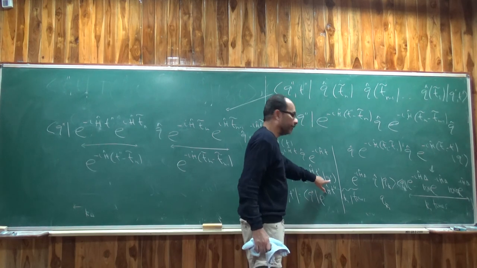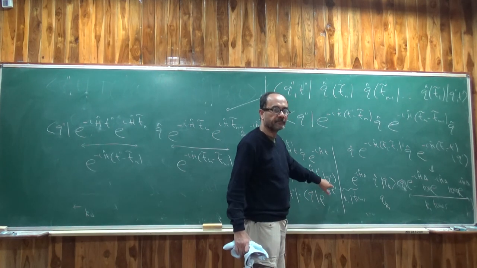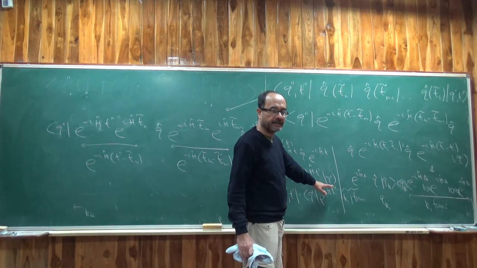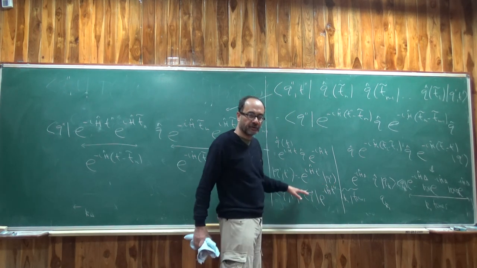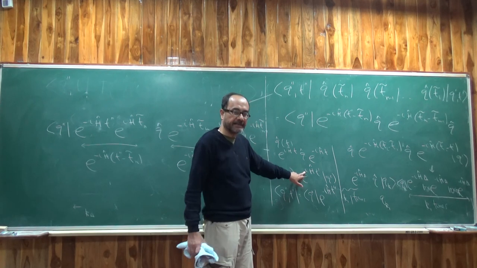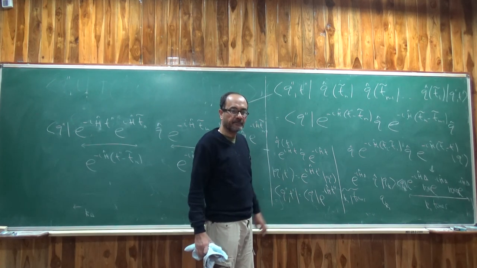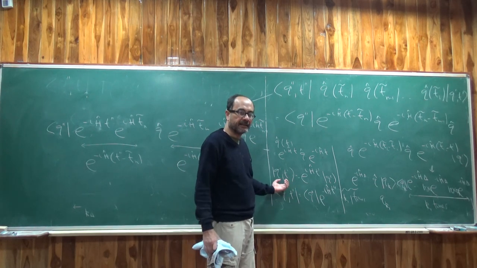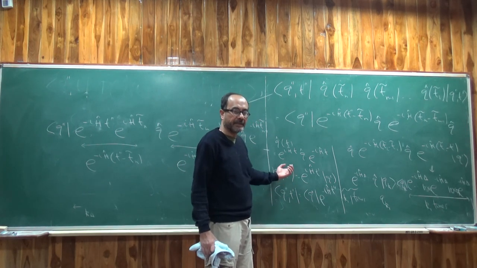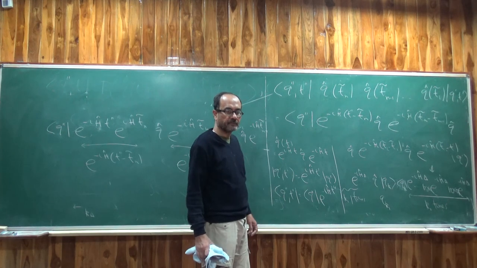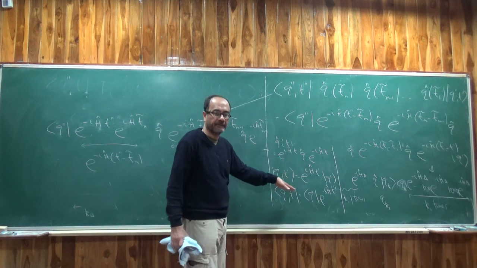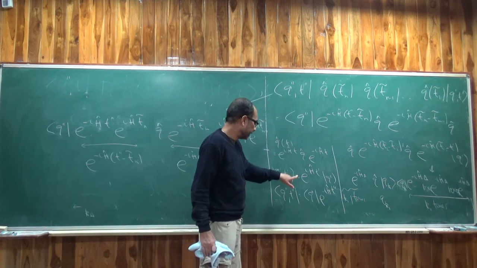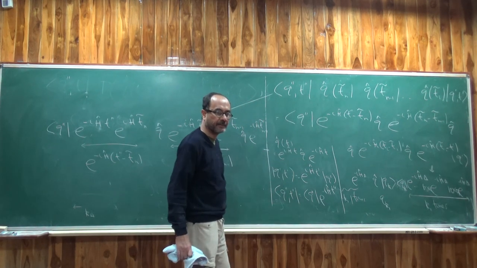e to the i h hat t prime times q prime. So this is not the evolution in the Schrodinger sense. This in fact doesn't satisfy the Schrodinger equation. That would have been minus i h hat t prime. Okay, this is by definition the state which is the eigenstate of q hat of t prime, which you can easily verify. This is the eigenstate of q hat of t prime, because this e to the minus i h hat t prime will cancel this e to the i h hat t prime.